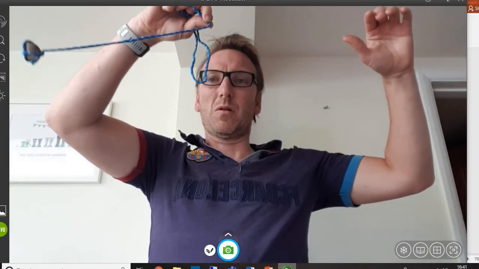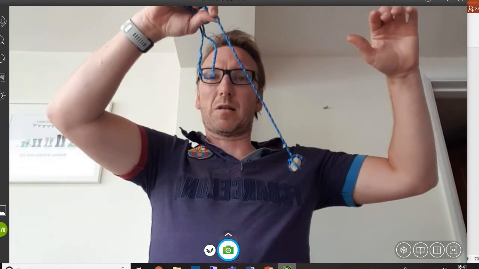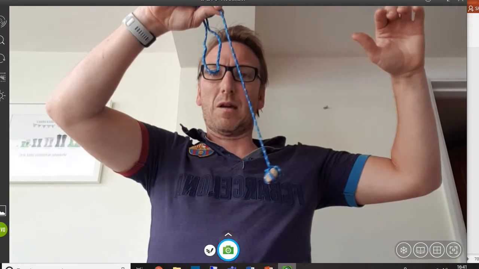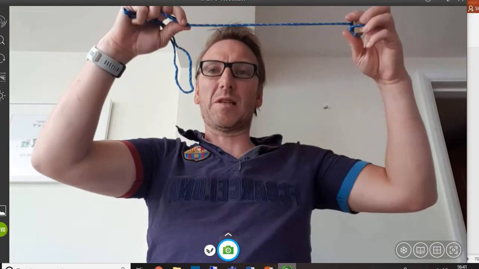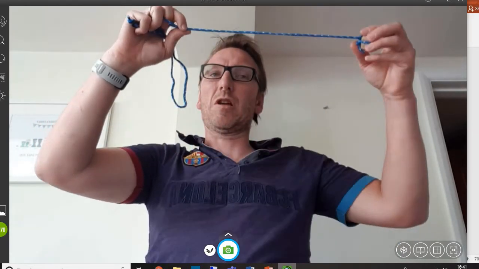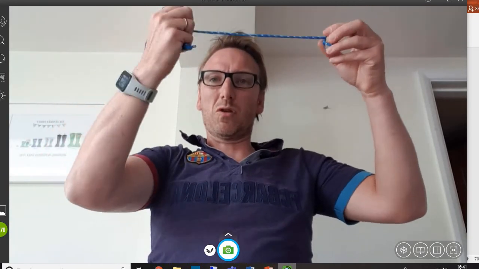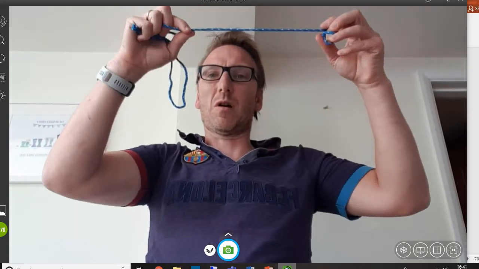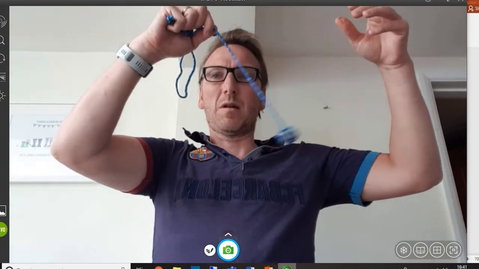1, 2, 3, 4, 5, 6, 7, 8, 9, 10. Now obviously it doesn't go as far each time. It's transfer of energy, but that will be your measurement. You're then going to shorten or lengthen, depending on which way you start, your string to a set length, and do the same again. 10 oscillations.